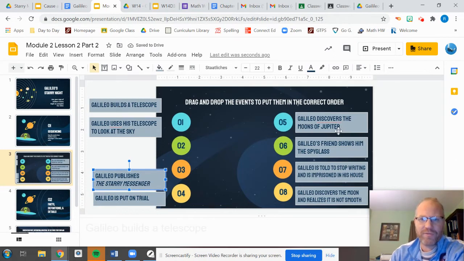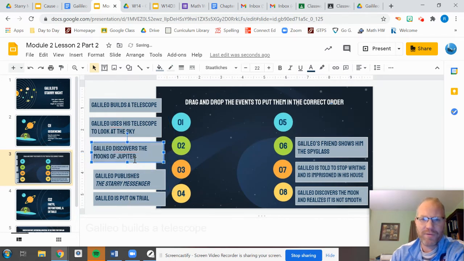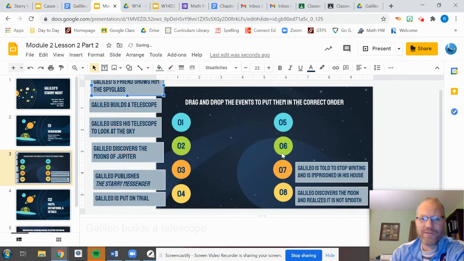Galileo discovers the moons of Jupiter. Well, that can't happen until after he uses the telescope. Galileo's friend shows him a spyglass. Well, that happens before he builds anything. That was the first thing they saw. So as you can see, I'm starting to put it in order already.